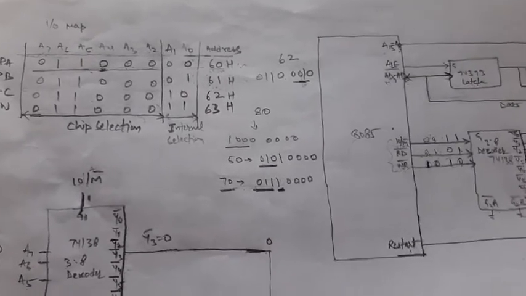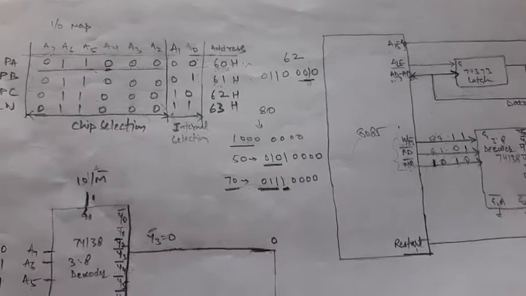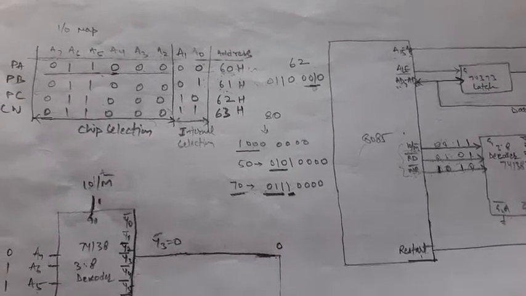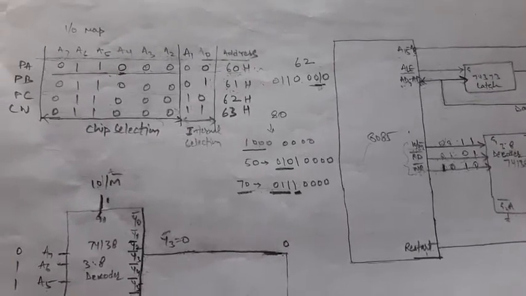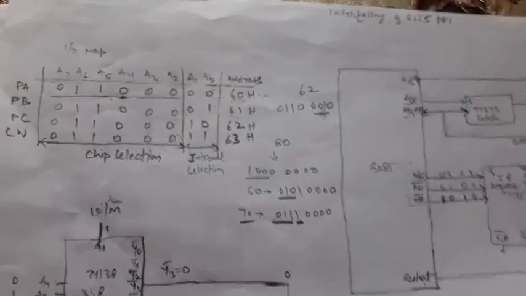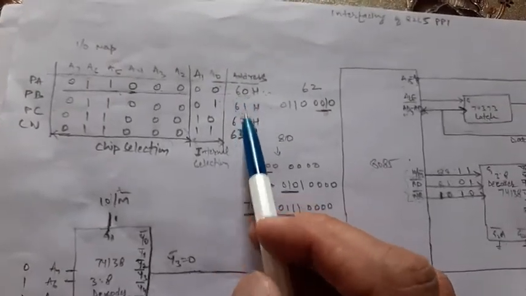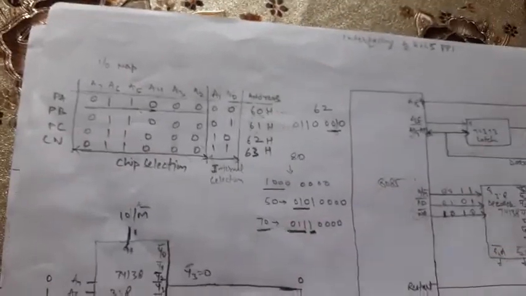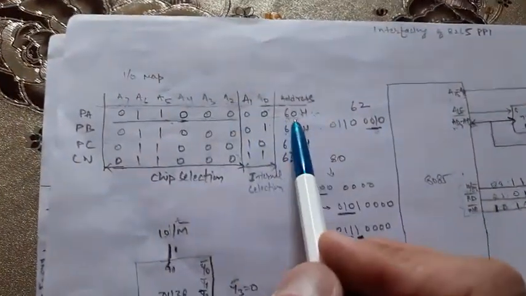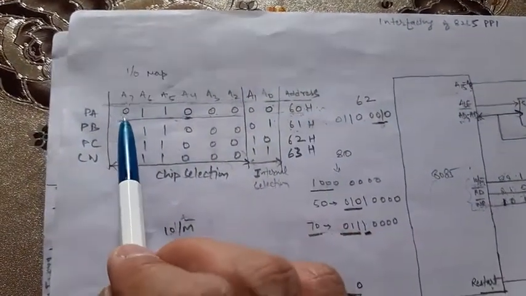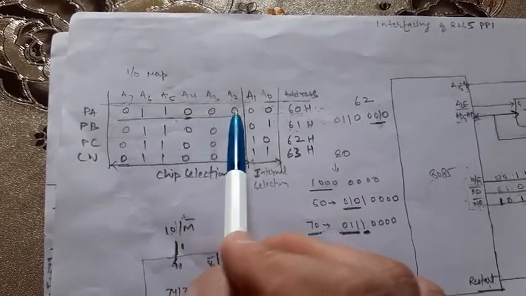Even in the question we can be given the address for that particular chip, and based on that address we will do our decoding. But here I have taken 60, 61, 62 and 63H. So what is 60? If we expand 60, it is 0 1 1 0 and 0 0 0 0.